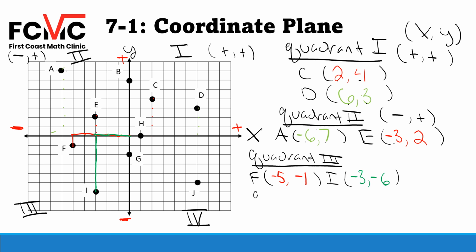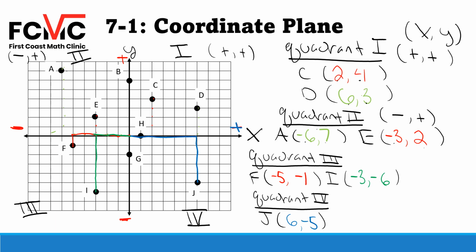And then quadrant 4. So quadrant 4, we just have point J. So point J, we're moving 1, 2, 3, 4, 5, 6 units to the right, and right's going to be a positive direction. But we're moving down, which is negative 1, 2, 3, 4, 5, so negative 5.